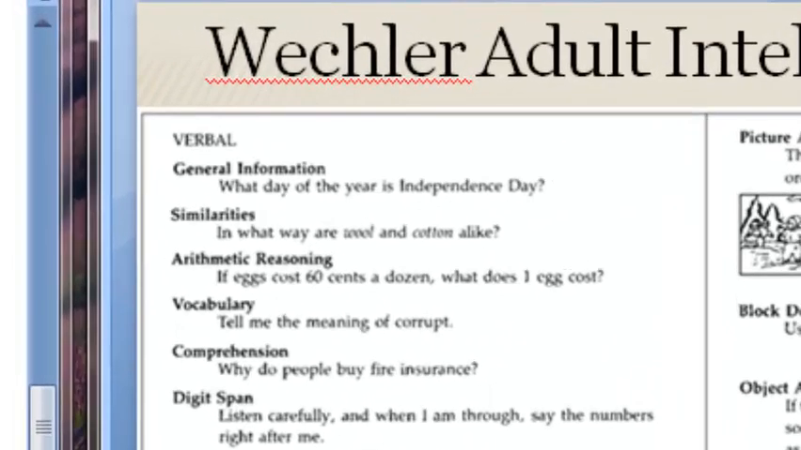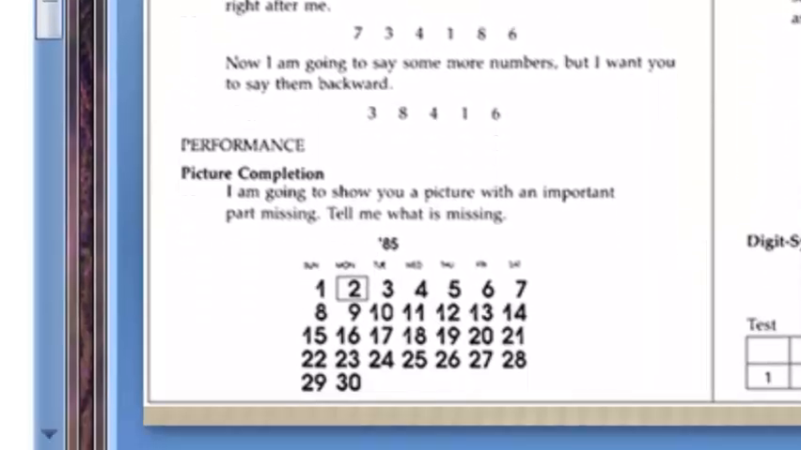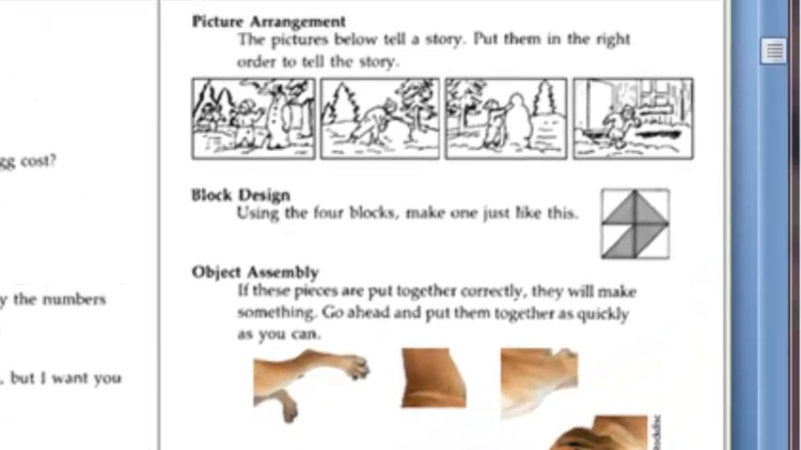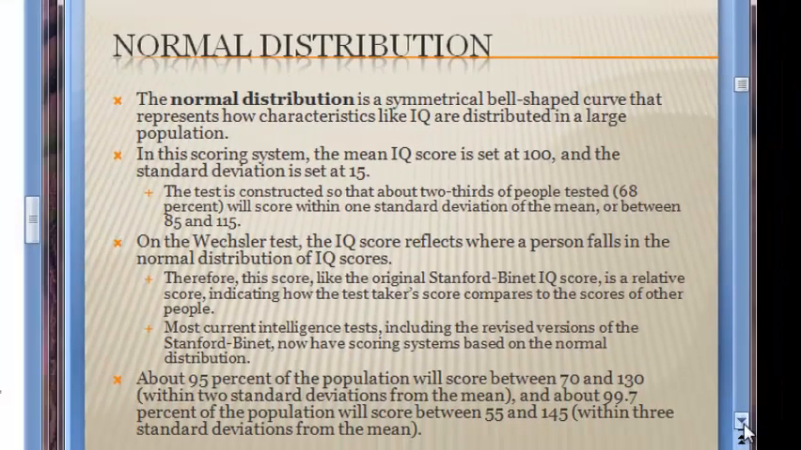These are some examples of the WAIS test items that you might see. On the left-hand side, you can see some general verbal test questions. Near the bottom, you see performance questions. And then on the right side, you see a little bit more of analytical questions.